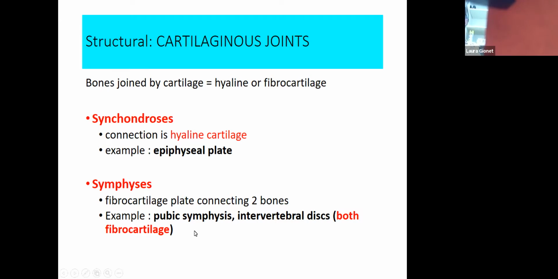And then other examples are symphysis type joints. We have the pubic symphysis between the two pubic bones and the intervertebral discs between vertebrae of the back, both fibrocartilage locations. So, these are not locations that you are unfamiliar with. So the structural classification, cartilaginous.